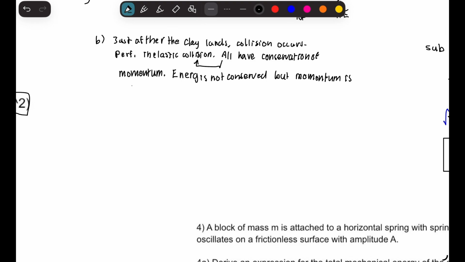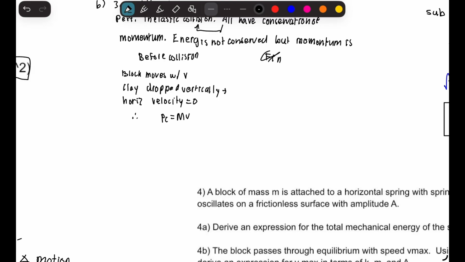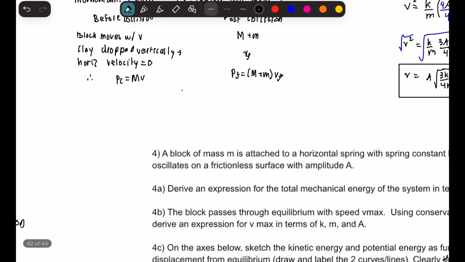So what you want is the initial momentum. So we're going to look at before your block, but then your clay is dropped vertically. Therefore, your P initial is equal to MV. And then post-collision, you're going to have M plus M, due to the fact that it's no longer just two individual pieces of mass. You've now added them both together. So then we're going to say that post is going to be VF. So then you're going to have PF is equal to (M plus M) VF. P initial is equal to PF.